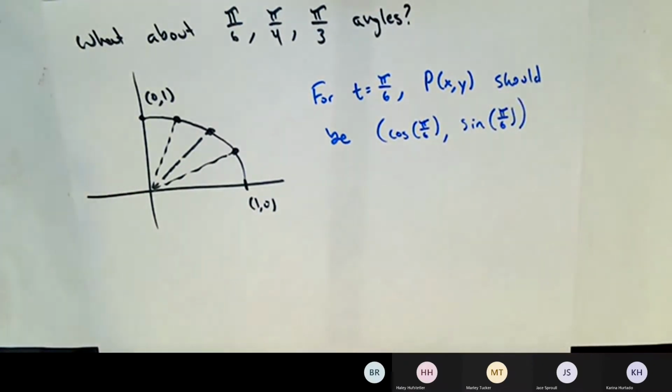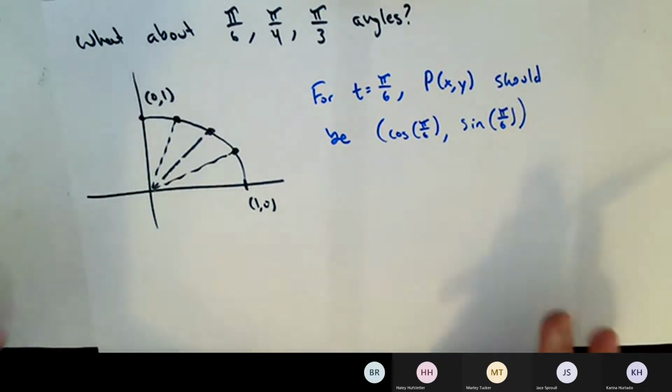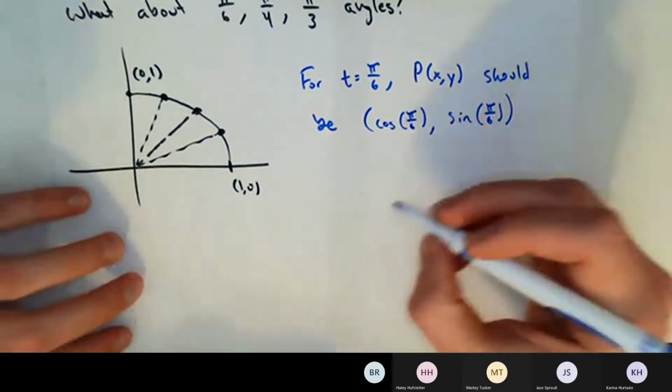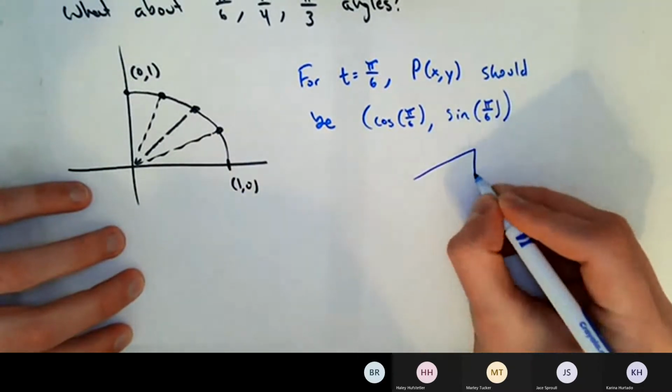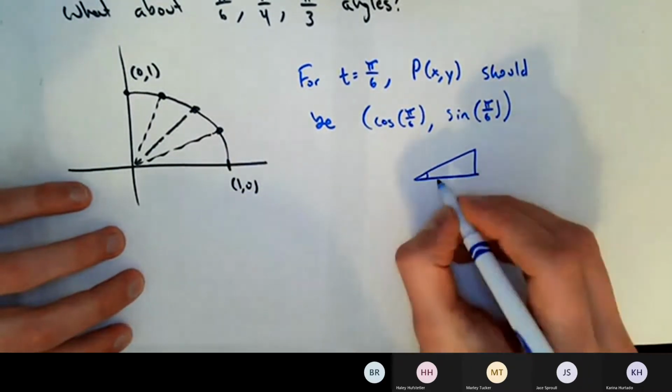Sine of pi on 6. But we already know these, right? Or we should. We have the pi on 6 reference triangle. So how do we figure these out? Remember, you draw your little reference triangle with the pi on 6 angle.